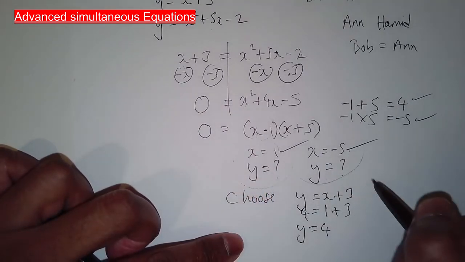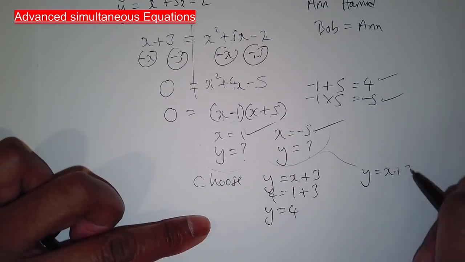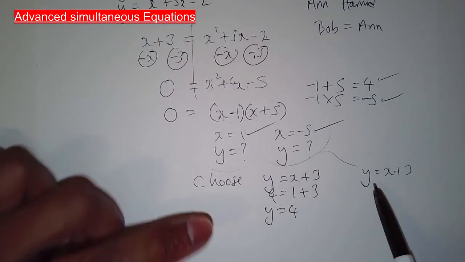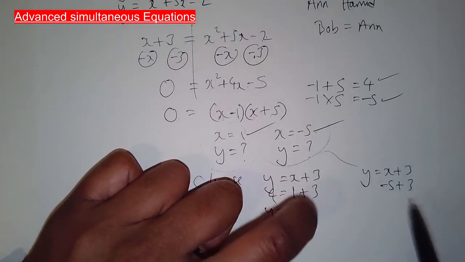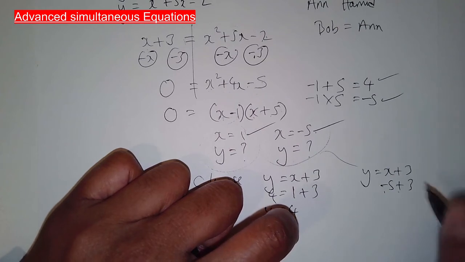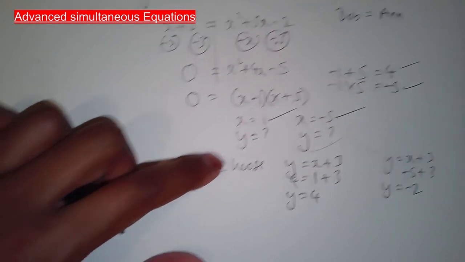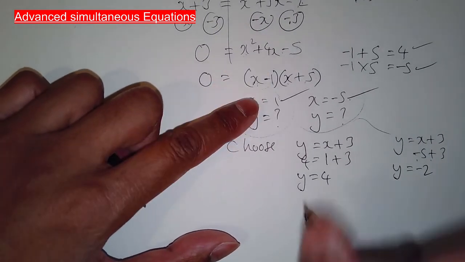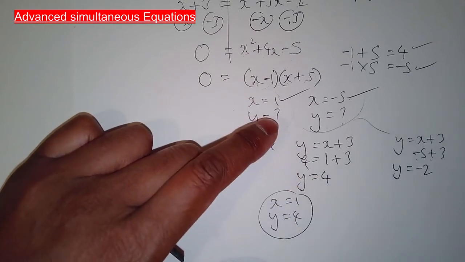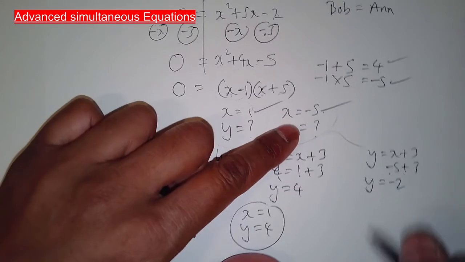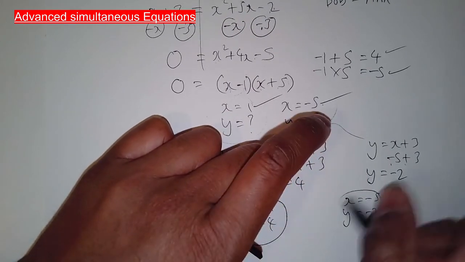Now let's deal with this one. I've chosen the same one again. Replace the x with minus 5. Minus 5 add 3 is minus 2. y is equal to minus 2. So when x is equal to 1, y is equal to 4. That's one set of values. When x is minus 5, y is equal to minus 2. That's another set of values.